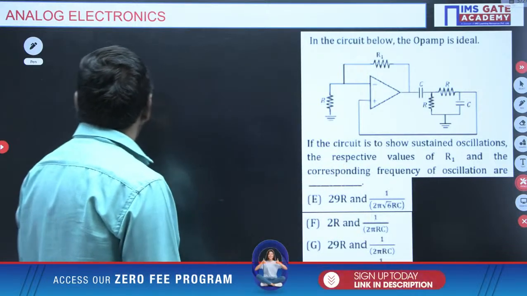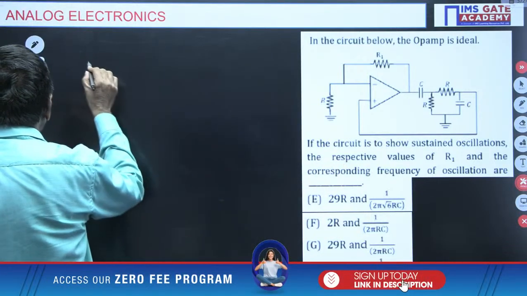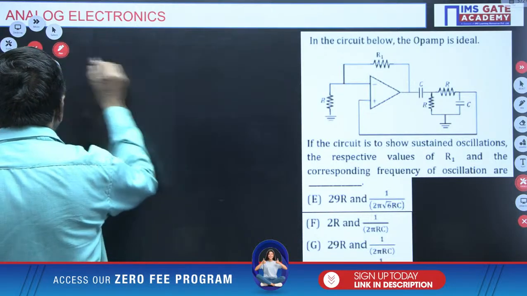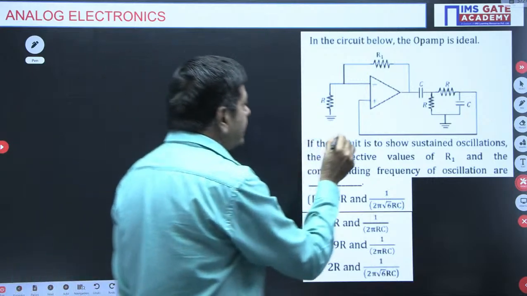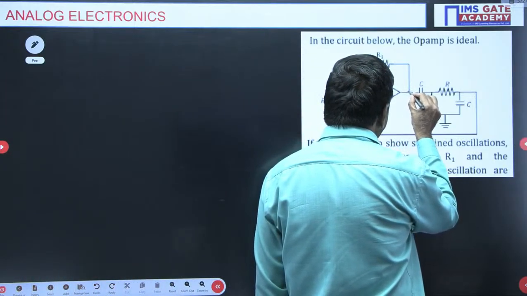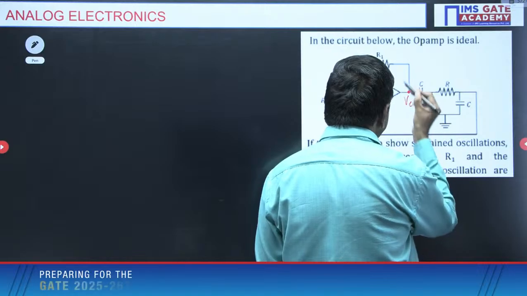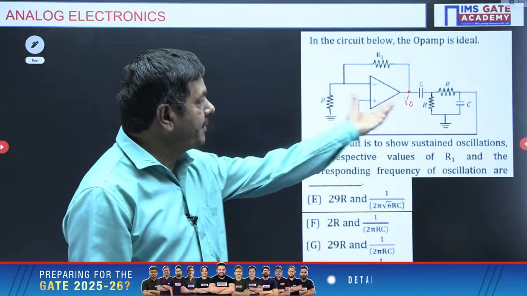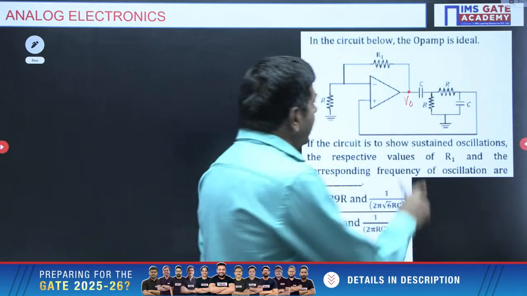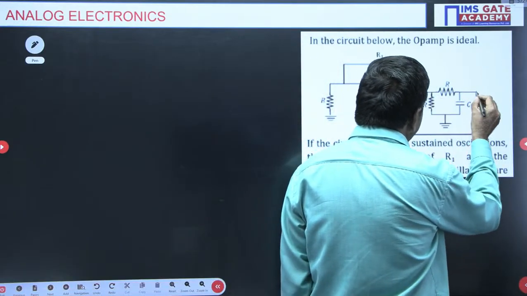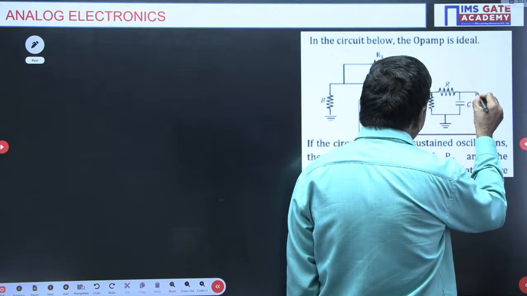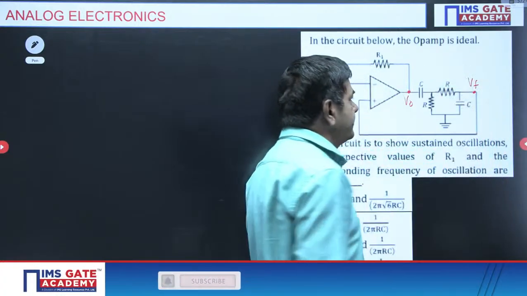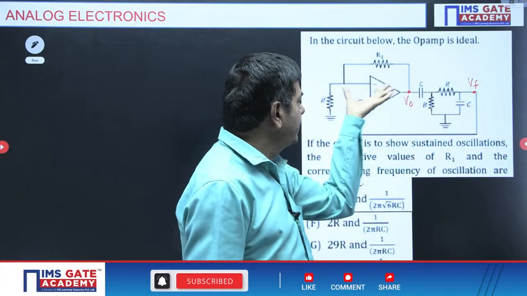So here I would like to denote certain names. This voltage I have taken as V0. From this circuit I will get V0. The output of the op amp is V0. And here I have the feedback network. This voltage I want to take as VF, the feedback voltage, the voltage across the capacitor. This is the feedback network, this is the operational amplifier.